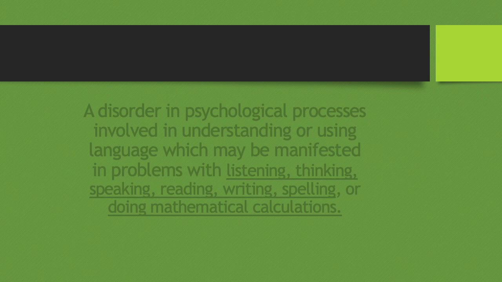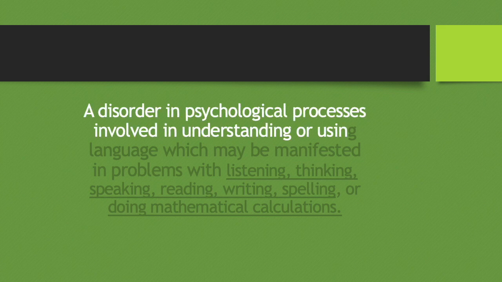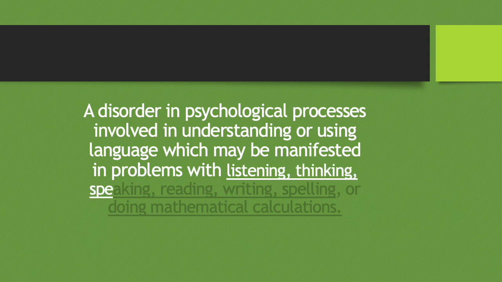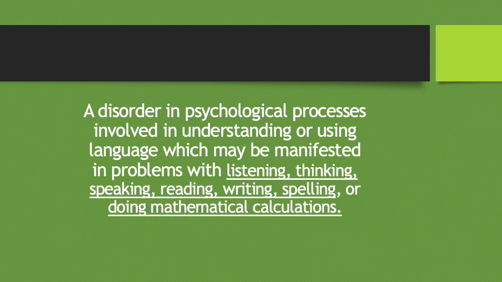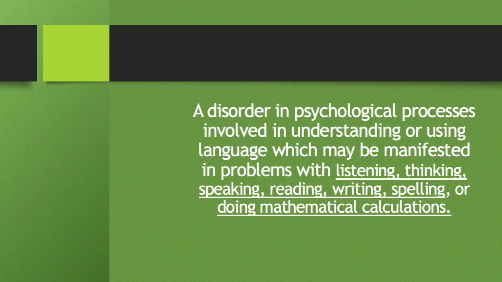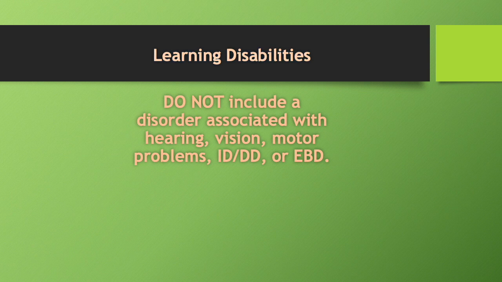A learning disability is a disorder in psychological processes involved in understanding or using language, which may be manifested in problems with listening, thinking, speaking, reading, writing, spelling, or doing mathematical calculations. Each one of those areas has its own label for that type of learning disability. Learning disabilities do not include a disorder associated with hearing, vision, motor problems, intellectual disabilities, developmental delays, or emotional behavioral disorders.